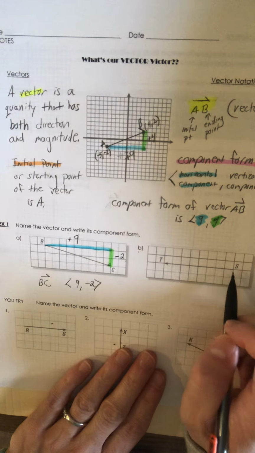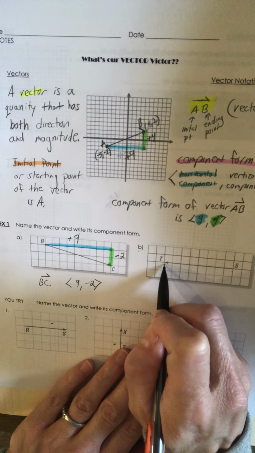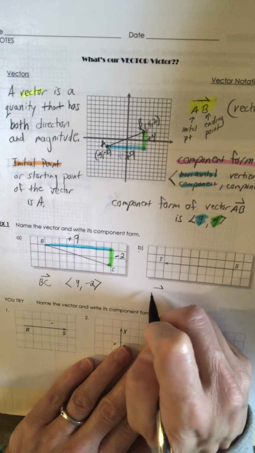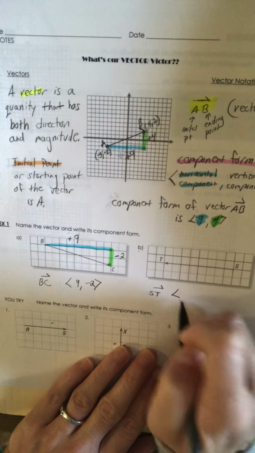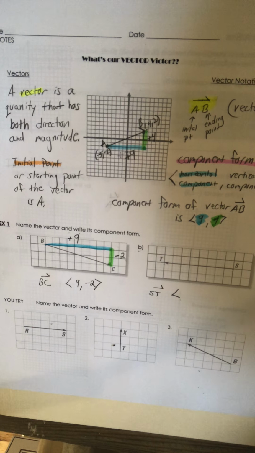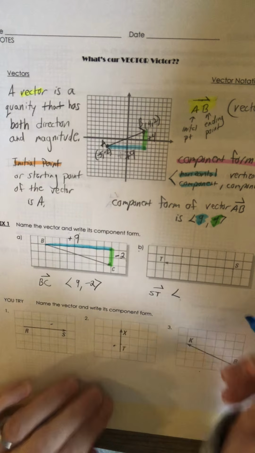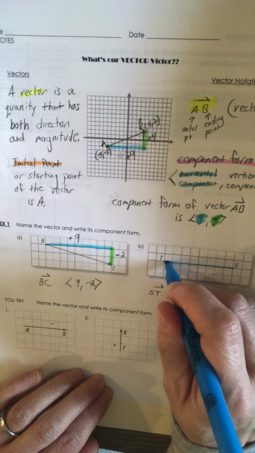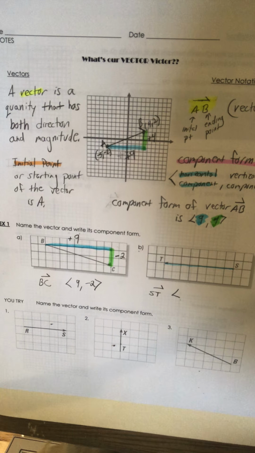Okay, now let's look at our next one. S is my initial, T is my ending, because the T is the arrow. So I write my vector notation, initial point first, S, T. And when we think of components, same thing. How do I get from S to T? What are my directions? I start at S and I go 1, 2, 3, 4, 5, 6, 7, 8. I went over 8 and I'm at T.